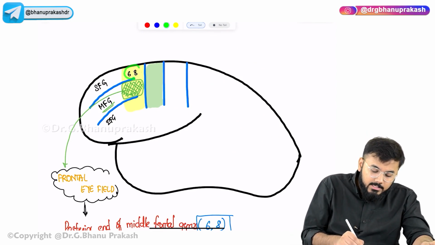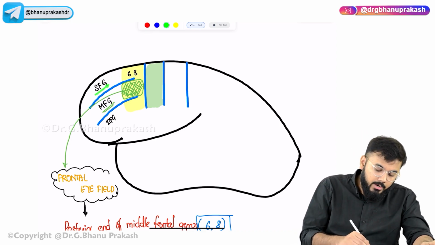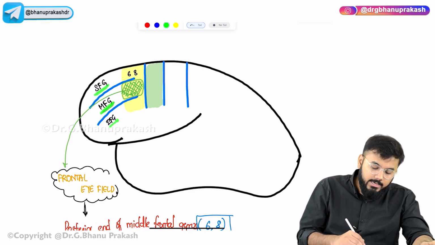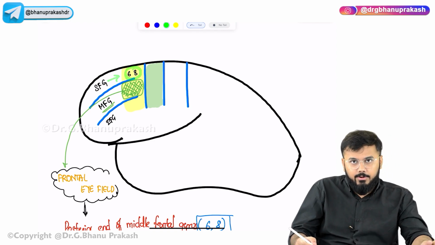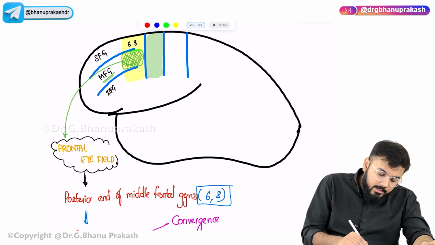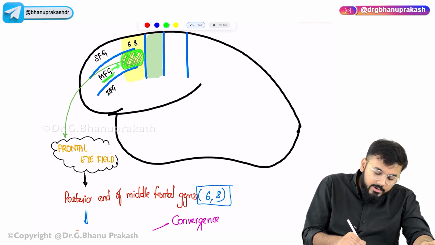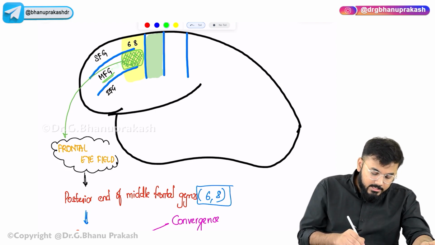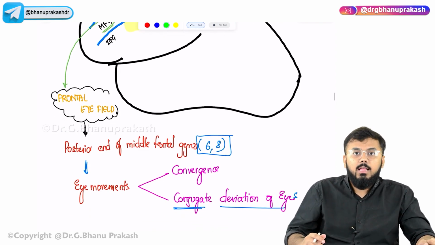Where are area number 6 and 8 located? They are located posterior to the superior frontal gyrus. So this is the superior frontal gyrus, middle frontal gyrus and inferior frontal gyrus. So posterior to the superior frontal gyrus, you have got your area number 6 and 8. Next, down to that, the posterior part of the middle frontal gyrus, this area which I have written in the form of a box, is called the frontal eye field.